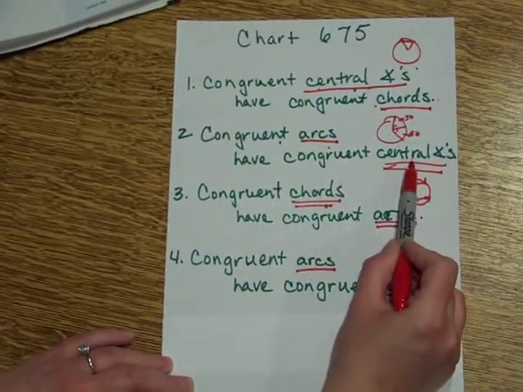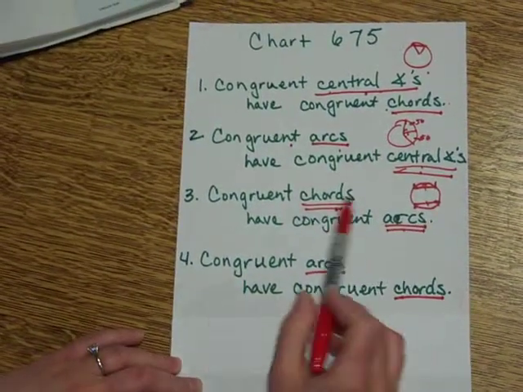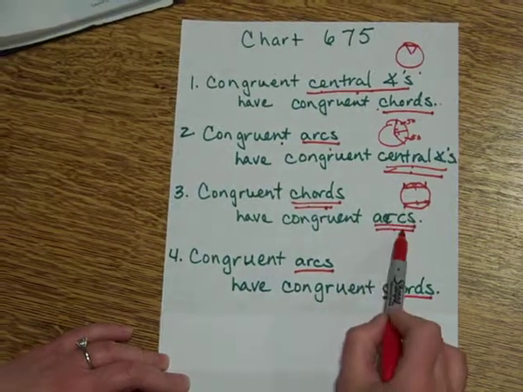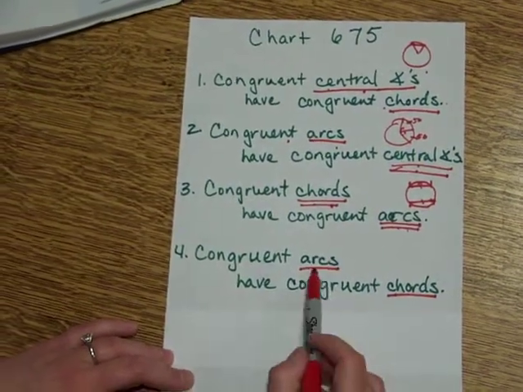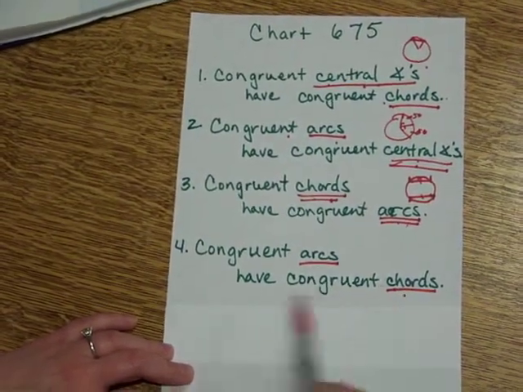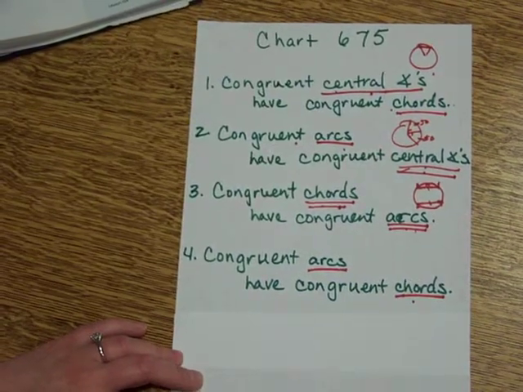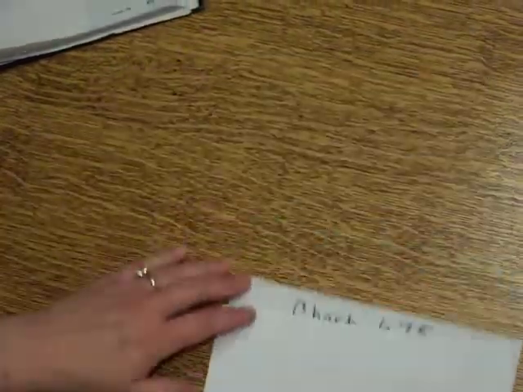Congruent arcs, then I have congruent central angles. If I have congruent chords, then I have congruent arcs. If I have congruent arcs, then I have congruent chords. Let's look at your examples here in your book on page 676.